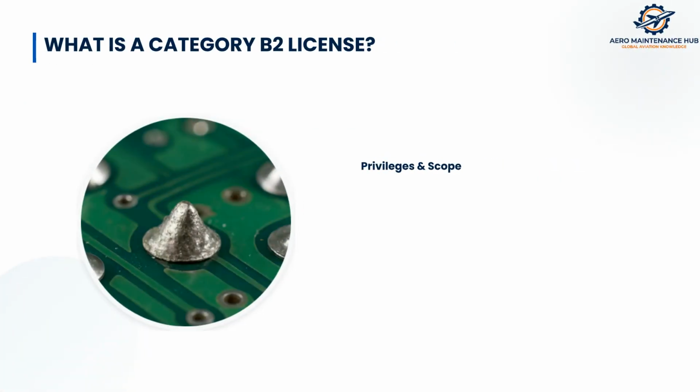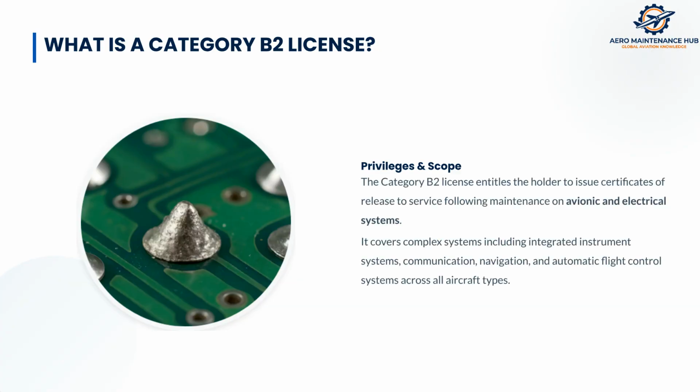A Category B2 license holder can issue certificates of release to service after maintenance on avionic and electrical systems. This covers complex integrated instrument, communication, navigation, and flight control systems across all aircraft types.